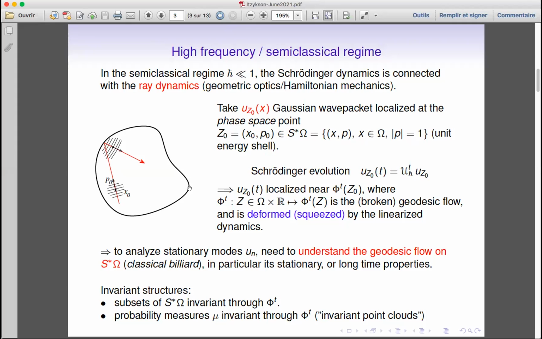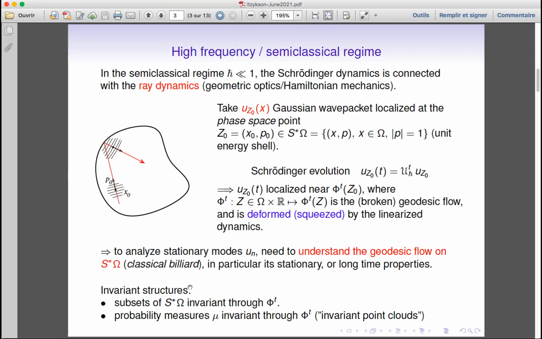Stationary modes are invariant structures of quantum mechanics or wave mechanics, if you want. And what are the time invariant structures of classical mechanics? A point in phase space is of course not invariant because it moves. So structures are subsets of the phase space. The phase space is the unit energy shell, if you want. I call it S star omega. S star is just the mathematics notation for the unit cotangent bundle, but this is just the unit energy shell inside this cavity.